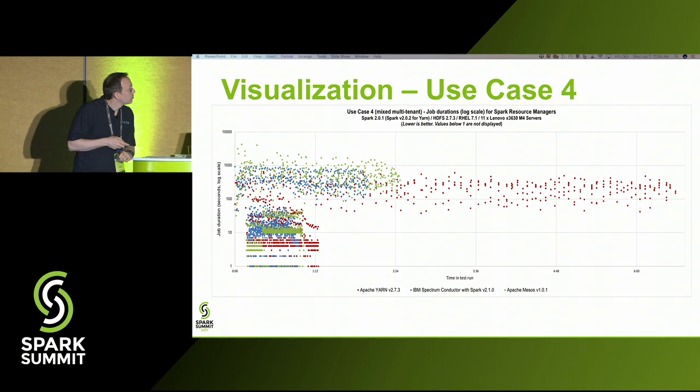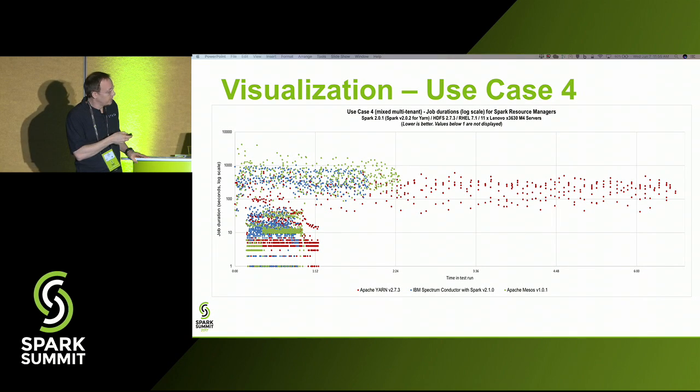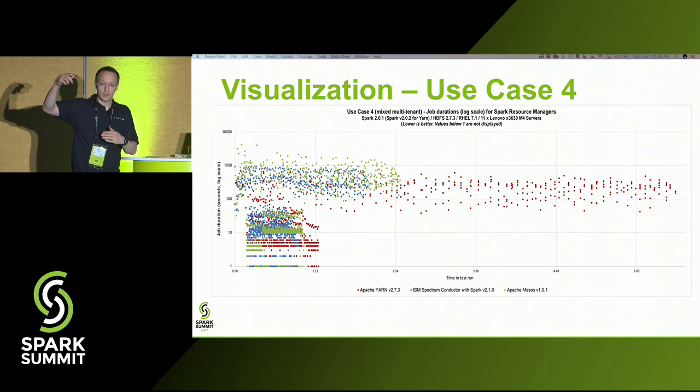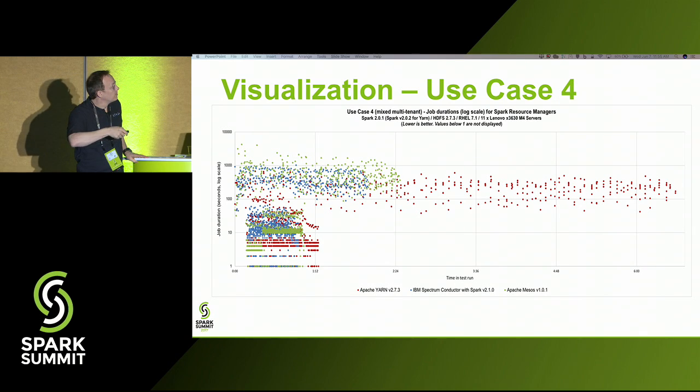Let's see if there's anything else I was going to point out on this chart before moving along. Yeah, just in terms of job durations, the interesting thing is that they really don't change for Yarn for those batch workloads. Again, the higher ones tend to be batch jobs because they're longer running jobs on this chart. Mesos had the biggest outliers, but it did have better throughput than Yarn in this case.